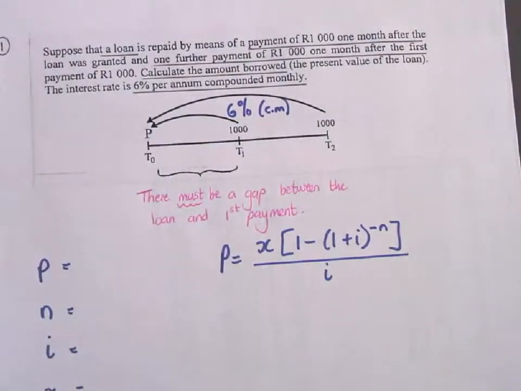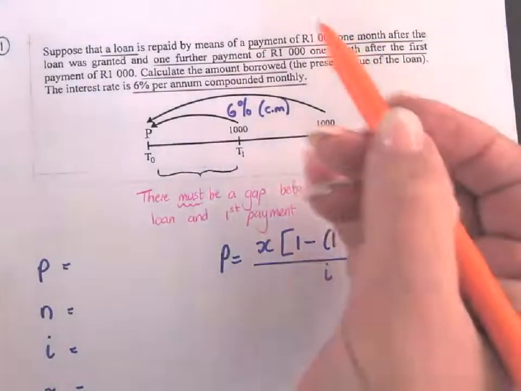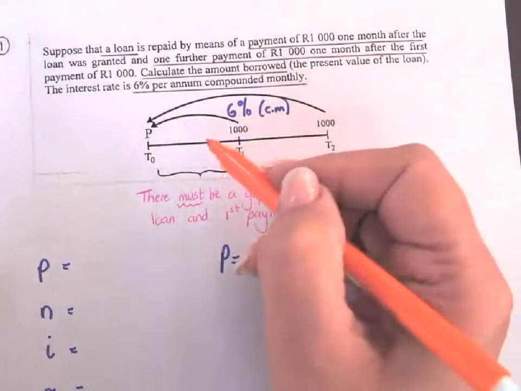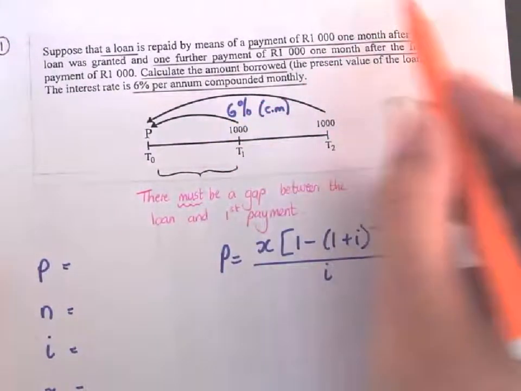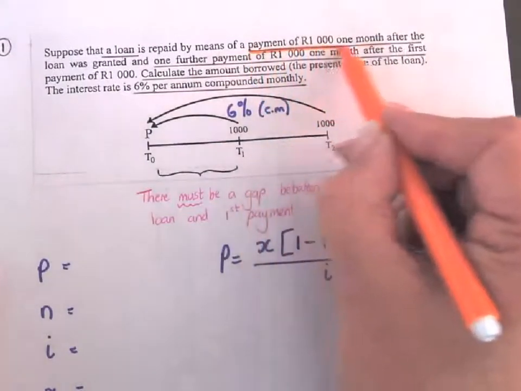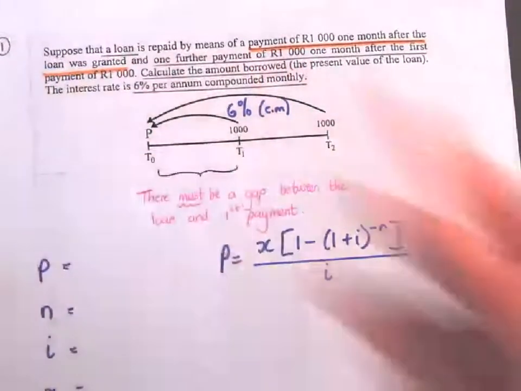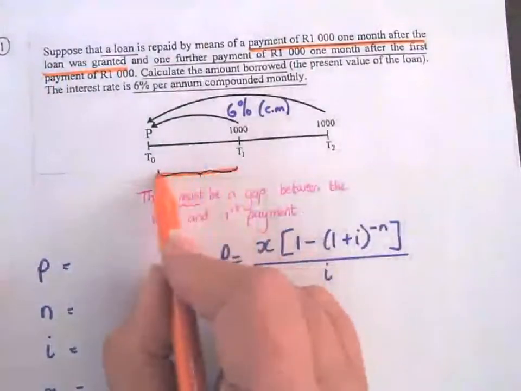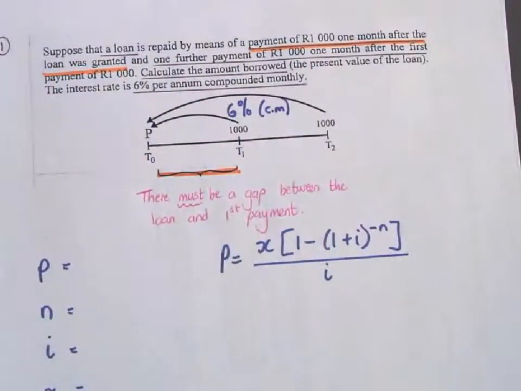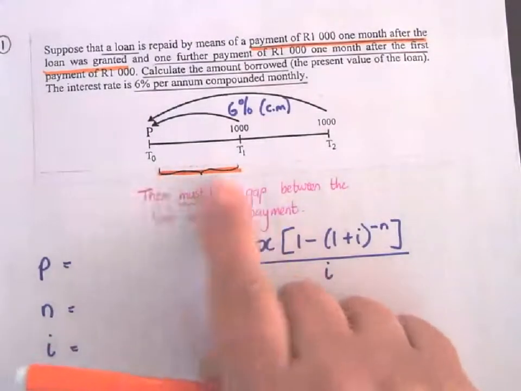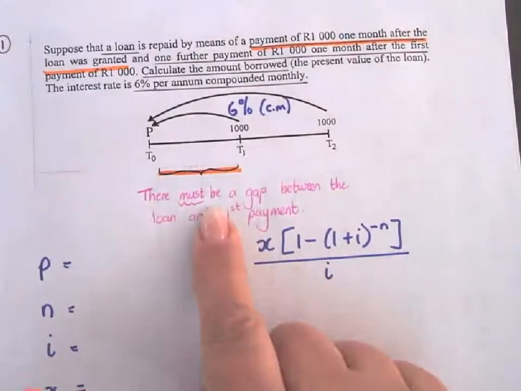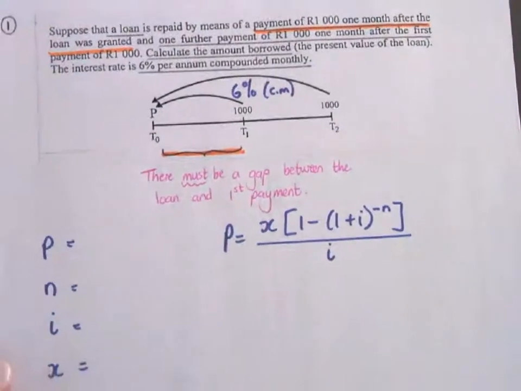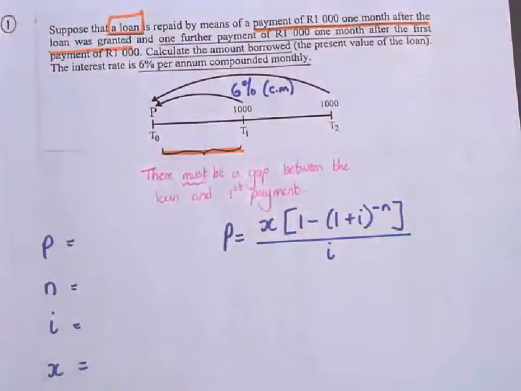Now the important thing that I tell you is that the first payment is 1 month after the loan was granted. There must always be a gap between where the loan is granted, so you receive the money, and your first payment to pay off the loan. There must always be a gap. Because we are talking about a loan, it's our present value formula.